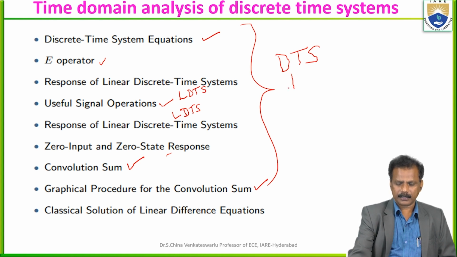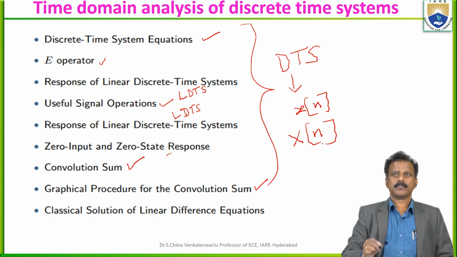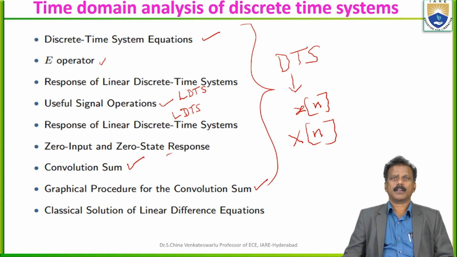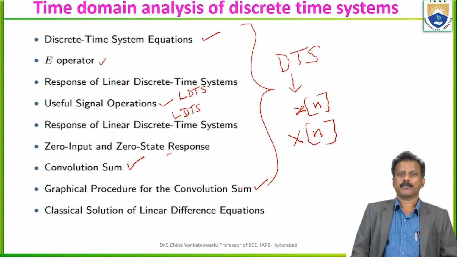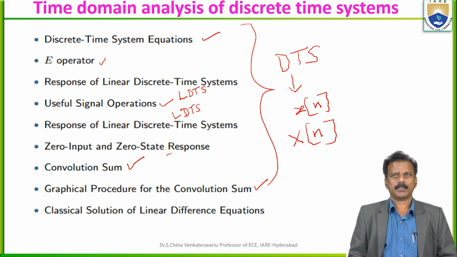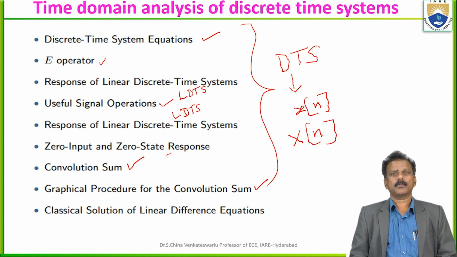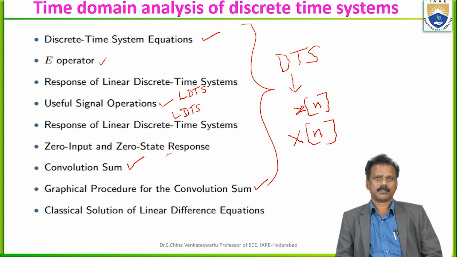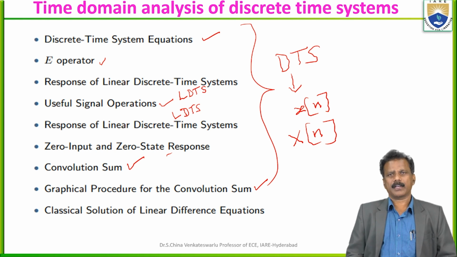The discrete time signal is specified as x of n. With reference to this discrete time signal, how is it evaluated in time domain analysis of discrete time systems: a mathematical notation, the E operator, the response of the linear discrete time system, useful signal operations, either independent or dependent, and the zero input and zero state response, how it varies. Based on all this analysis, the convolution sum will be calculated mathematically and practically.